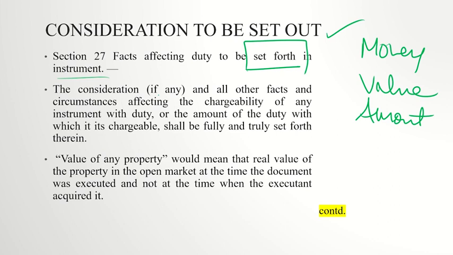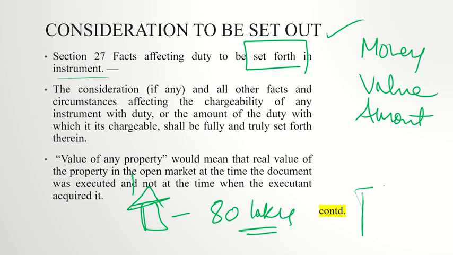So consideration means if I am selling my house, I should state that the consideration is 80 lakhs. Where should it be? It should be in the instrument. Which instrument? Sale deed. Yes. So the consideration and all other facts should be in the instrument. The amount of duty, everything will be based on that.